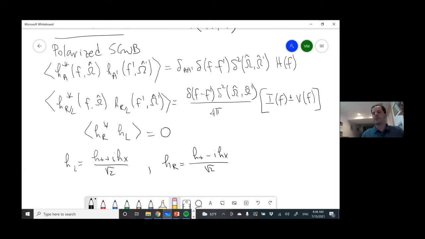It's really just this introduction of V of f. And you can see that if I force V of f to be equal to 0, then both right and left cases will have the same value of I of f. So I'm basically reproducing the top line, the unpolarized case. So this is a starting point for a polarized stochastic background.